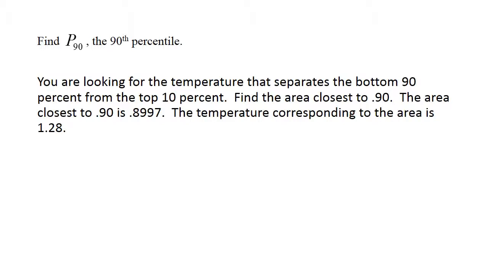The next question, you have to find the 90th percentile. So you are looking for the temperature that separates the bottom 90% from the top 10%. You have to find the area closest to 0.90 in the table. The area that is closest to 0.90 is 0.8997. The z-score, or the temperature that corresponds to the area, is 1.28.